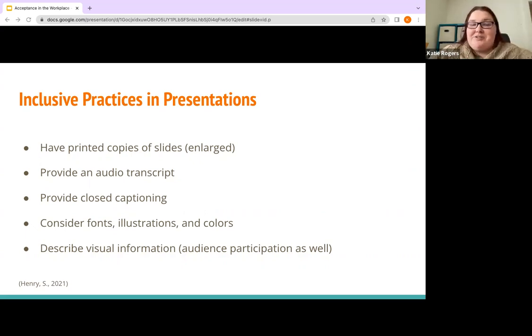And then you want to describe visual information. So if you are in a lecture hall, for instance, and you were to ask a question, you would want to describe how many people raised their hands. Oh, I see 10 hands raised. Okay, let's start with the first person, you in the back, so that somebody who has a visual impairment is able to get a sense for what the entire experience is like.